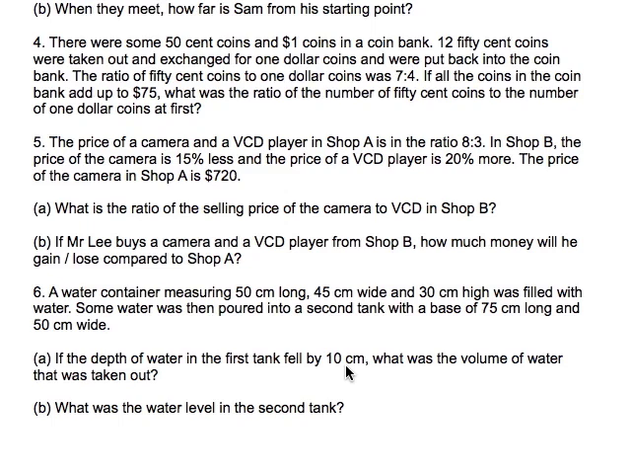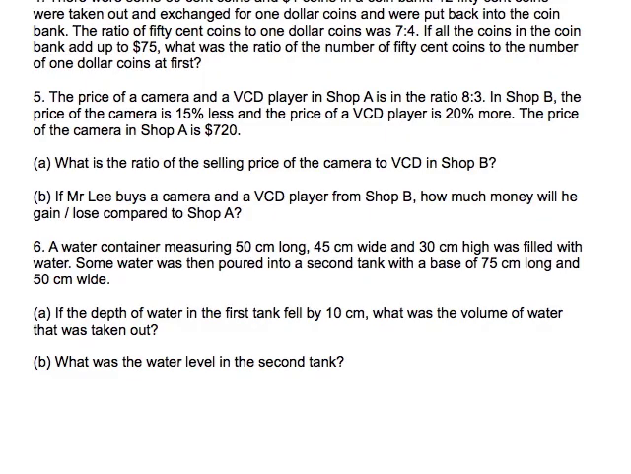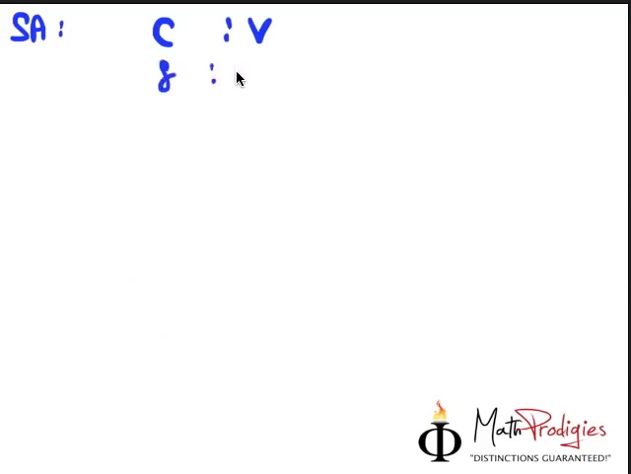It says the price of a camera and a VCD player in shop A is in the ratio of 8:3. So let's write that down first. Shop A, 8:3. Camera to VCD, what is the price? 8:3. Okay, good. We've got that one down.